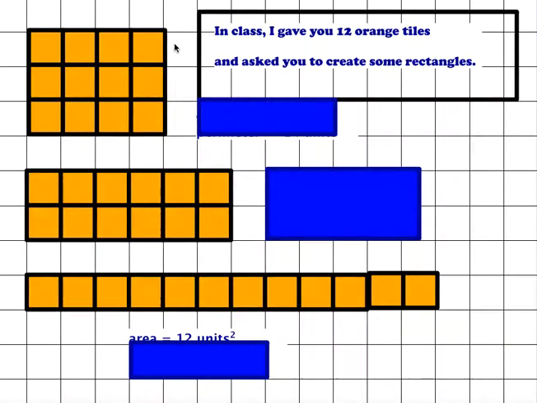in each case, or do 4 times 3 is 12, 6 times 2 is 12, and of course 1 times 12 is 12. Then we tried to calculate the perimeter. Perimeter is the rim or the fence that goes around the shape. In this case, the perimeter was 1, 2, 3, 4, 5, 6, 7, 8, 9, 10, 11, 12, 13, 14. Our perimeter was 14.